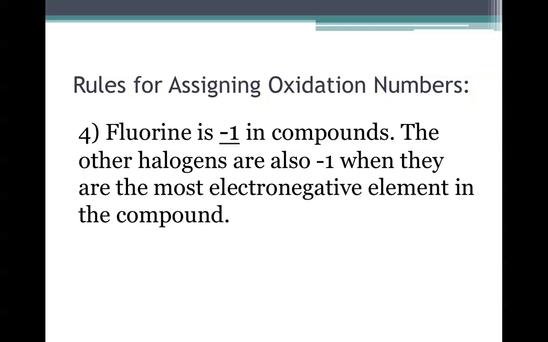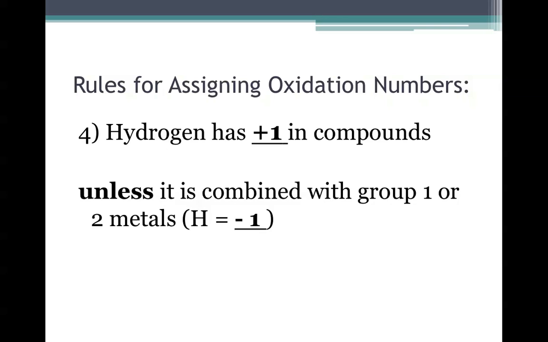Fluorine is going to be -1 in compounds, and this is always going to be true for any of the ones we're going to be doing this year. There are no exceptions to this. The other halogens, the other elements in group 17, are also -1 when they are the most electronegative element in the compound. In most of the ones that we're going to do, when the halogen is written second as the negative ion, it's going to take on that -1 charge. The only exception will be if you see a halogen out in front with a positive charge, then you've got to be a little bit careful and do some math related to it.